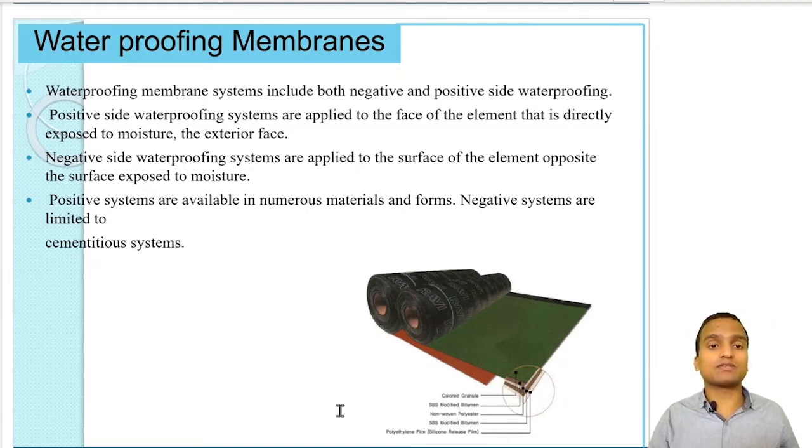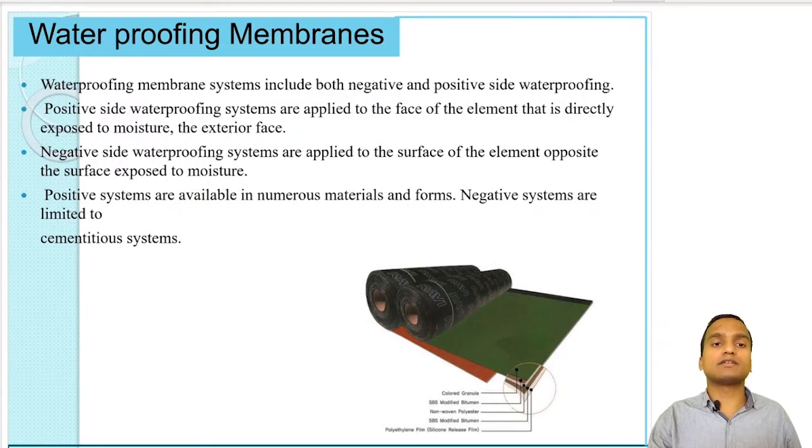So positive systems are available in numerous materials and forms, and negative systems are limited to cementitious systems. So basically we do negative side waterproofing just by applying a coating of cementitious substance like OPC cements. All right, and then we do the positive side waterproofing by use of different membranes. And as I said, waterproofing membranes are multi-layered.